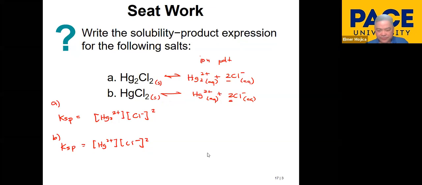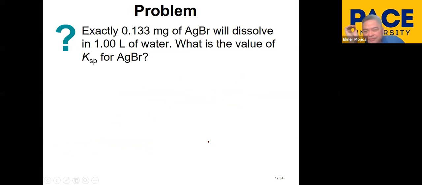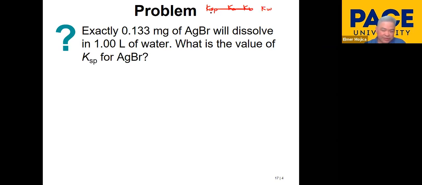So let's try to solve a problem. So exactly 0.133 milligram of silver bromide will dissolve in 1 liter of water. So what is the value of the Ksp? So the way that we're going to do it now is, those Ksp, just like your Ka and Kb and Kw, they have their own value. Okay? So before I give you the value of the Ksp of the different common salts, let's try to see how they determine this value.